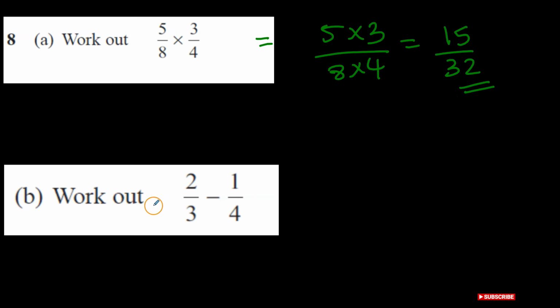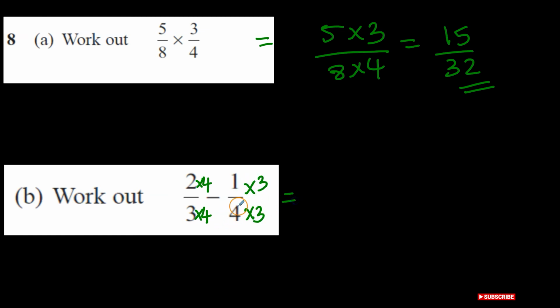And now we need to work out 2/3 take away 1/4. Before you can subtract or add fractions, you need to have the same denominator. So that is what we're going to do. The lowest common multiple, if you can find it, in this case is 12, so I need to multiply this by 4, balance the top number by multiplying that by 4, and this side needs to be multiplied by 3, and you need to balance as well.